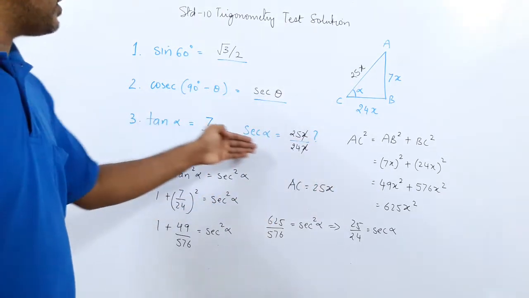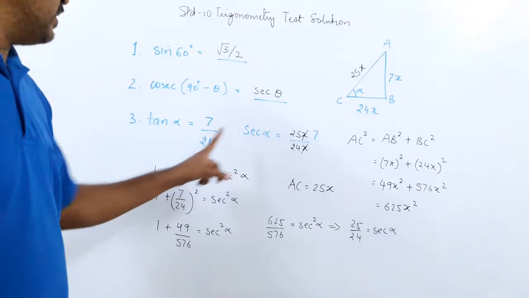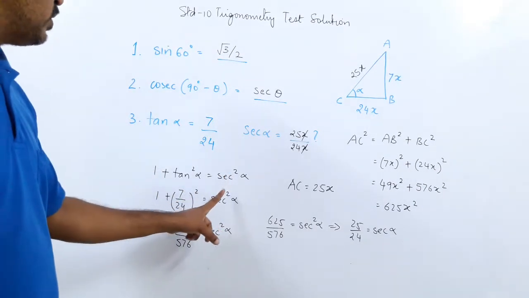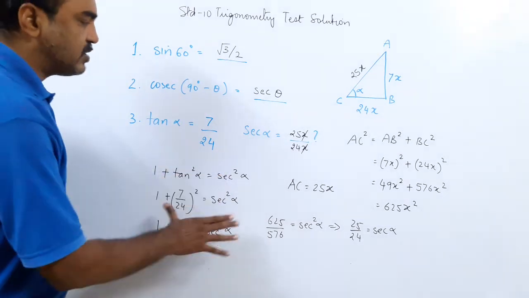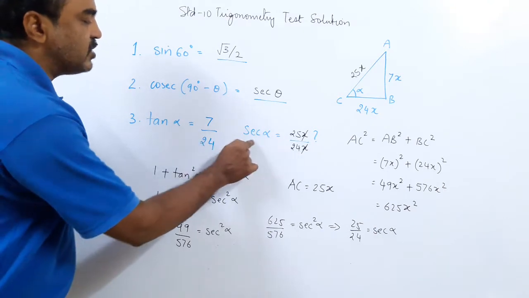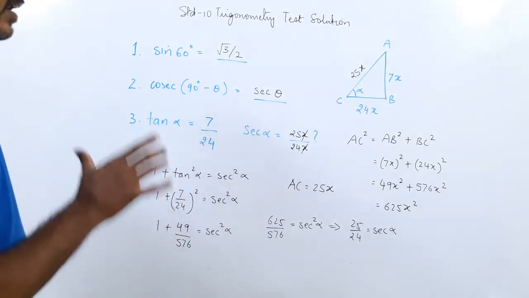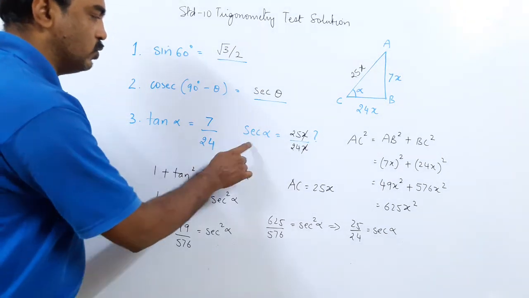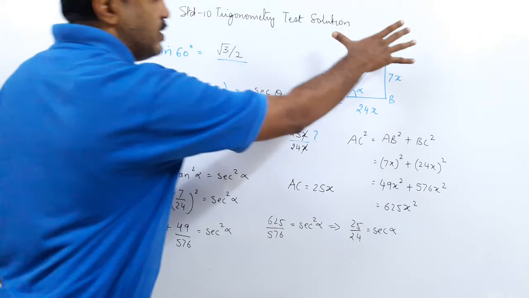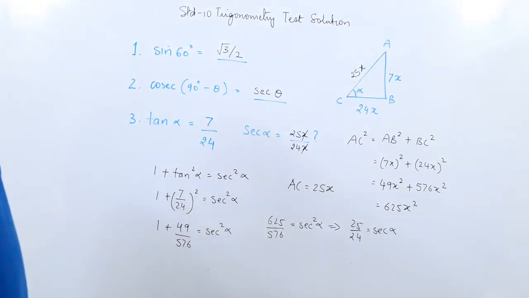But if tan and sec is asked, then we also know there is a relation between tan and sec, that 1 plus tan square alpha is sec square alpha. The value of tan is given. So this method is limited only if there is a relation existing between these two. While this method is for any ratio whether they have or do not have a relationship.